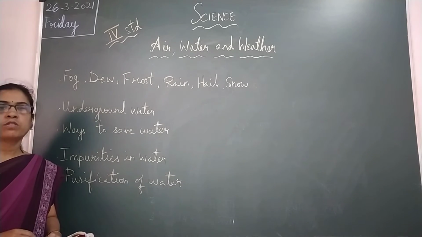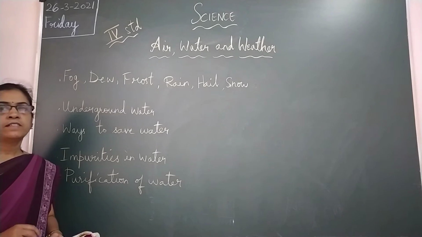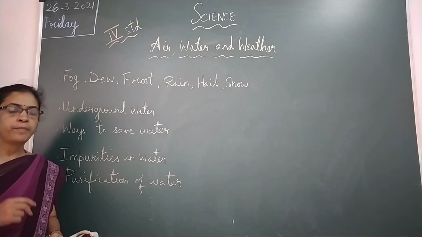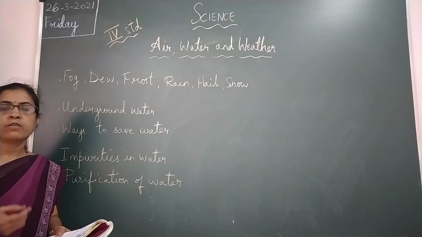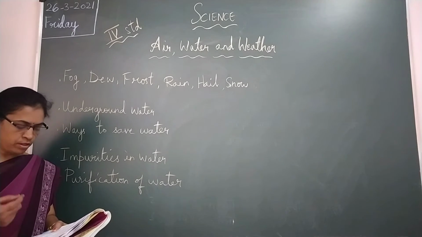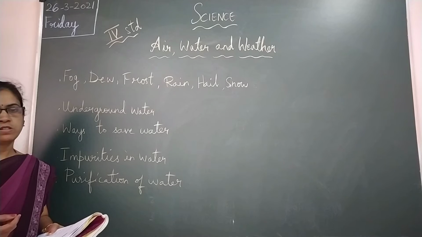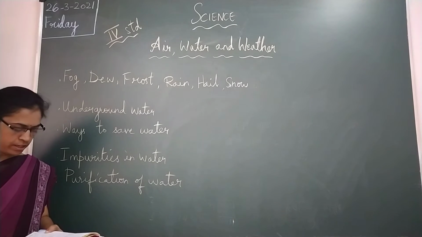And the next is frost. Frost is formed as a thin white layer of ice on the ground and other surfaces, especially at night when the temperature drops below 0 degree Celsius.